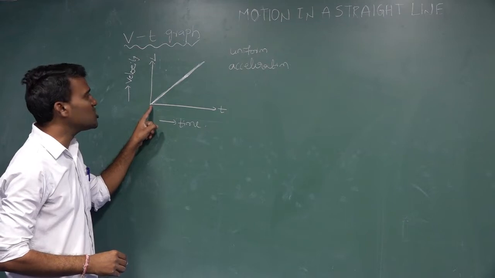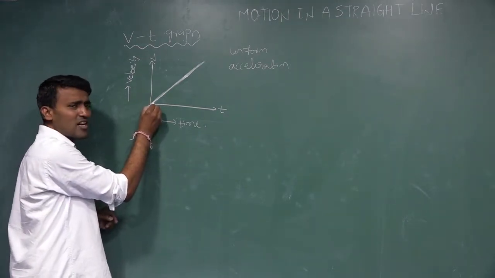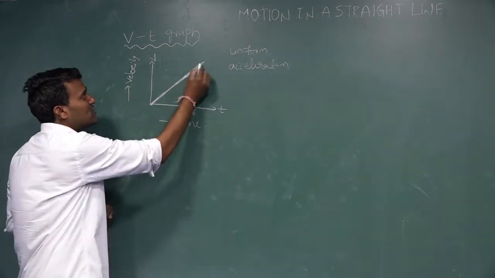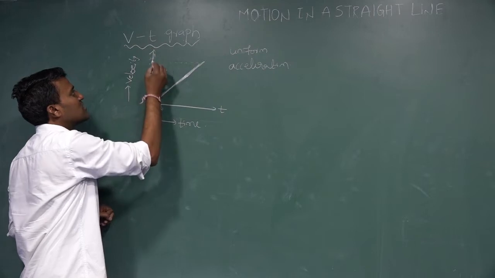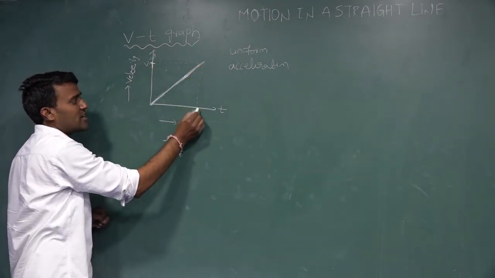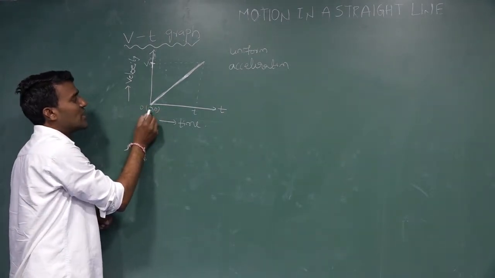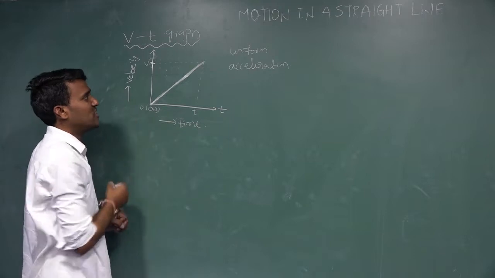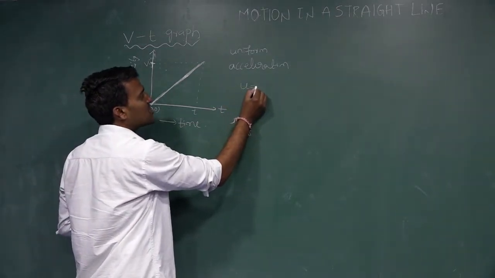And what is the initial velocity here? The curve is started from the origin, and final velocity is at this position. Final velocity is v at a time interval t. And here it is initially 0, 0. Velocity is 0, time is 0, isn't it? So we can write, the initial velocity of the object is 0.